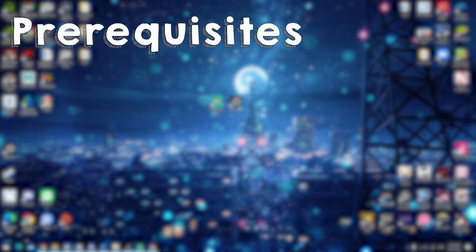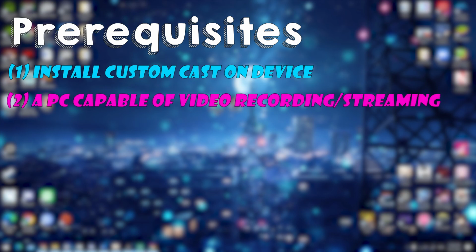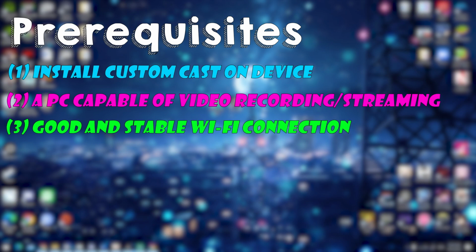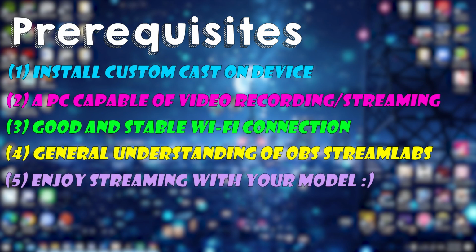Now, there are some prerequisites I should mention before we discuss a bit more about it. Firstly, you'll need CustomCast installed on your iOS device or Android device and be familiar with its interface. You need a computer, desktop or laptop, with a Windows operating system with low, mid to high specs capable of streaming or recording videos. Have a stable and good internet Wi-Fi connection. Have at least a generic idea of what OBS Streamlabs is and its interface. And lastly but not least, enjoy making content with your CustomCast model.